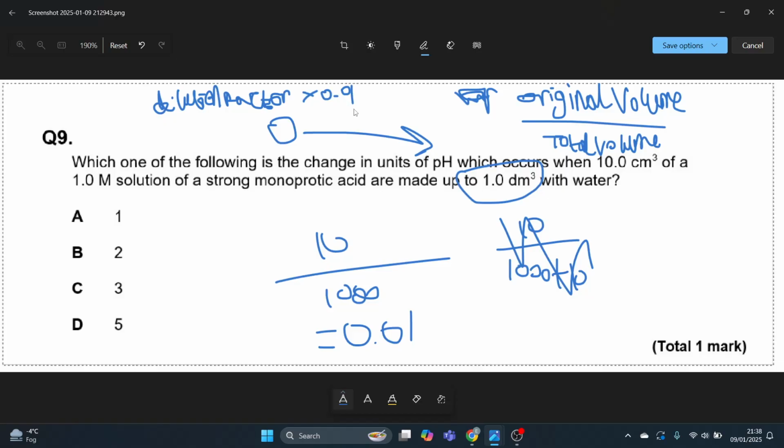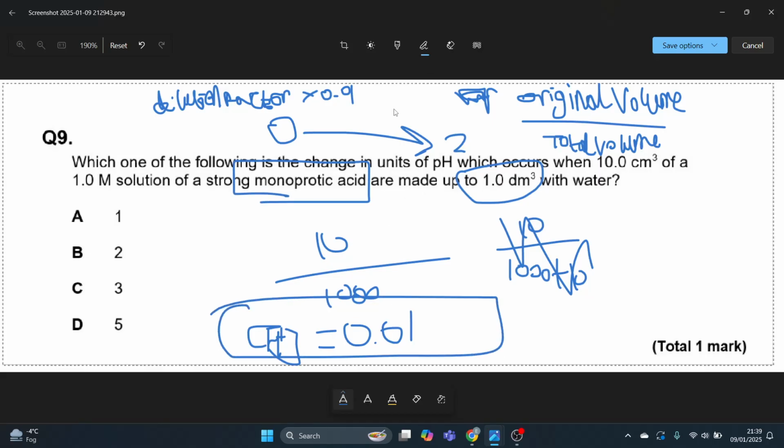So what happens to the pH? Well, the pH is minus log10 of my answer, 0.01, which is 2. Because remember, that is the concentration of H⁺ ions, since it's a strong monoprotic acid, we can assume that's the concentration of H⁺ ions. So what's the change in pH? 2. That is a very tricky question in my opinion, because it's not your classic question. It's not like I give you one value and I want you to use some information to calculate another value. It's more like you need to know this formula. You also need to read the question properly.